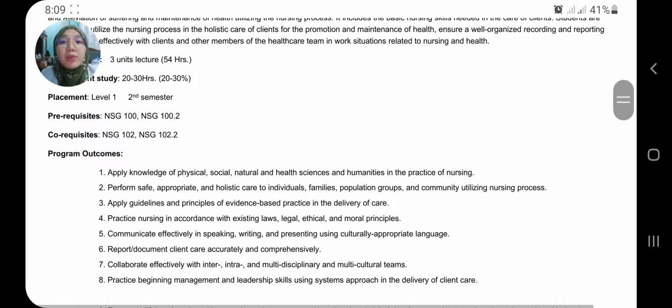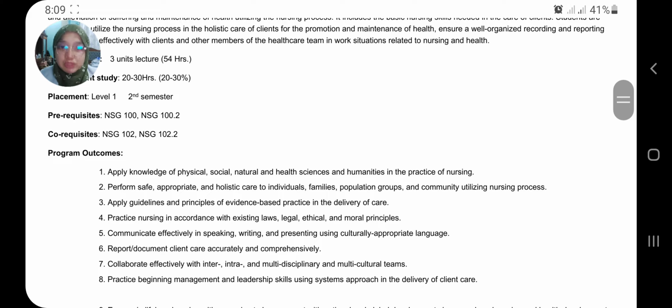So, what are the program outcomes of this course lecture? First is to apply knowledge of physical, social, natural, and health sciences and humanities in practice of nursing. So, yun yung gusto nating mangyari. Okay? Ang outcome ng program na ito. The next is perform safe, appropriate, and holistic care to individuals, families, population groups, and community utilizing the nursing process.